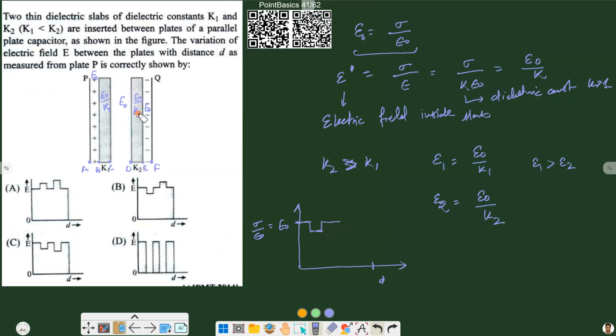Then it will again decrease as we again encounter a slab, and inside a slab the electric field value reduces. As K2 is greater than K1, E2 will be slightly lesser than E1, so there will be a larger dip, and it will again come back to the original value at point F. If we mark the points A, B, C, D, E, F, this is what the plot will look like. There is option C which resembles this plot, so option C will be the right answer.